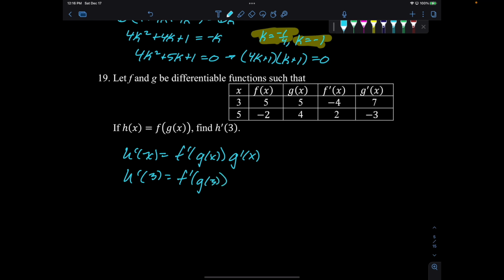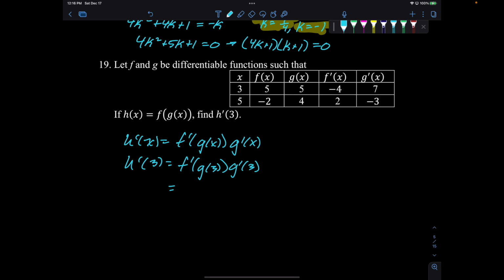Now we get to find out if I made this table right. All right, so that's going to be f prime of g of 3, g of 3 is 5. So f prime of 5 times g prime of 3. f prime of 5 is 2, and g prime of 3 is 7. I believe the answer is 14. That one wasn't bad. That was pretty straightforward.